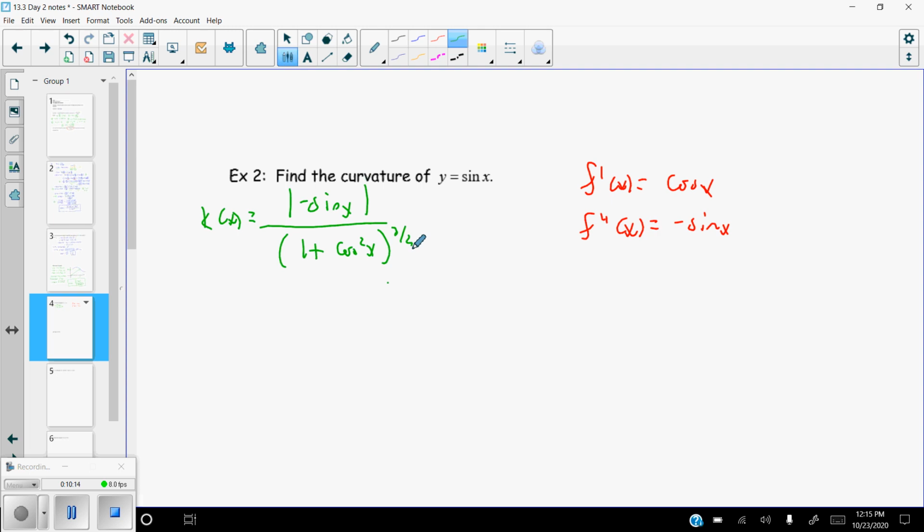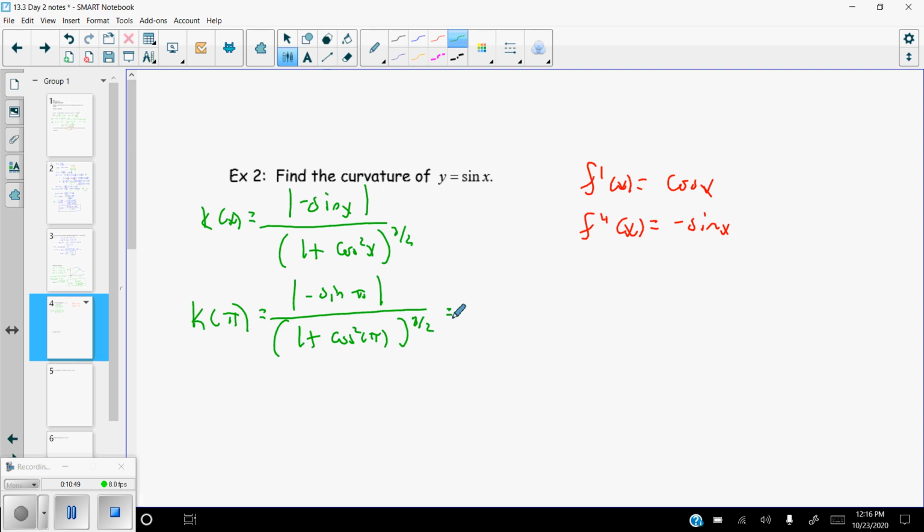Now, depending on where you want to find the curvature, it's obviously going to change. So if you think about it, something at pi, where sine is crossing through the x-axis, you would think that would be a relatively small curvature. So let's see. The curvature at pi is going to be the absolute value of negative sine of pi, divided by 1 plus cosine squared of pi, all raised to the 3/2 power.